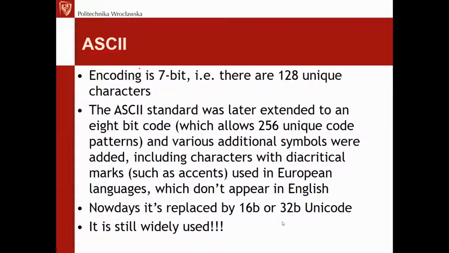TCP/IP communication, for example. So in many parts of engineering, ASCII coding is still not replaced. The process of replacing goes on. In large computers it's very advanced, but in microcontrollers this standard is still a standard and it's still widely used around the world.